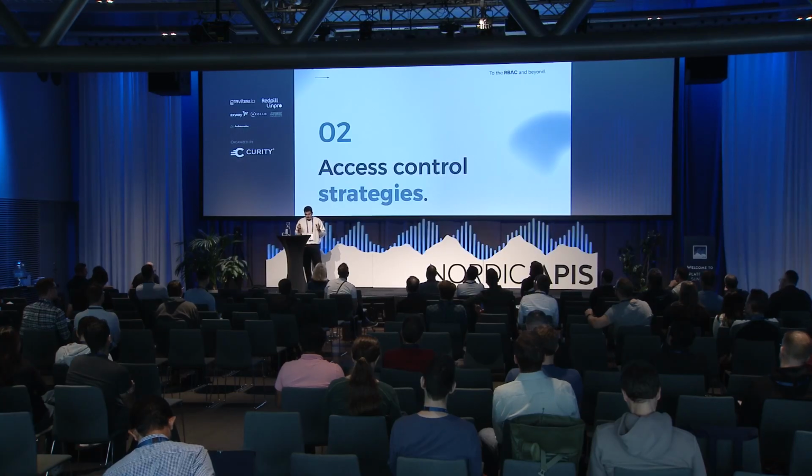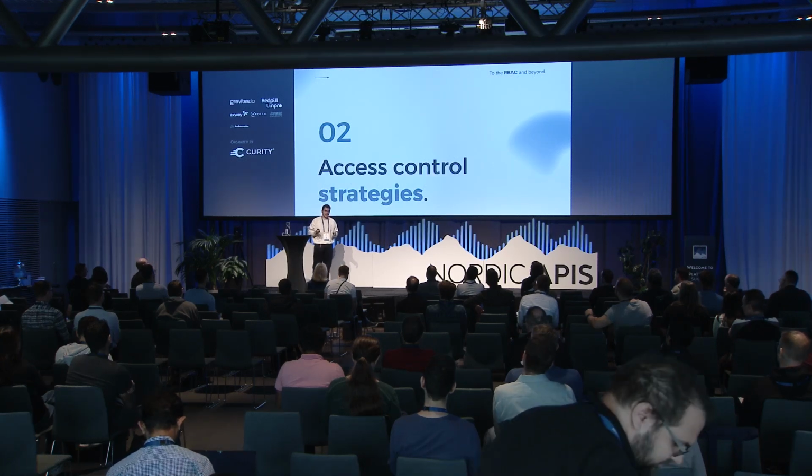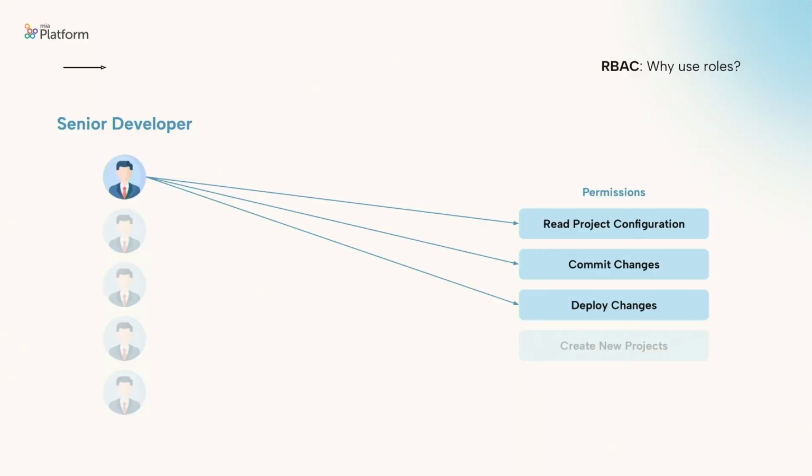The first issue you may face when you start your authorization effort is which kind of access control you have to choose. So let's wear the hat of a platform builder for a moment. When you build a platform for developer teams, you have to deal with many capabilities. But to make things simple, let's discuss a few capabilities like deploy changes, commit changes, and access the project configuration, okay?